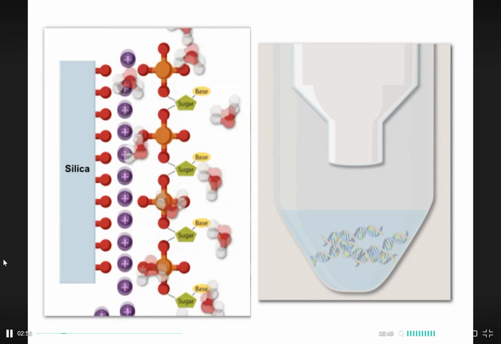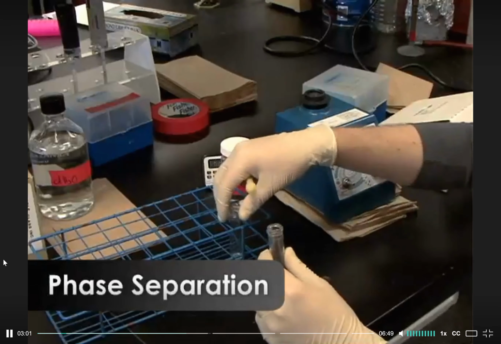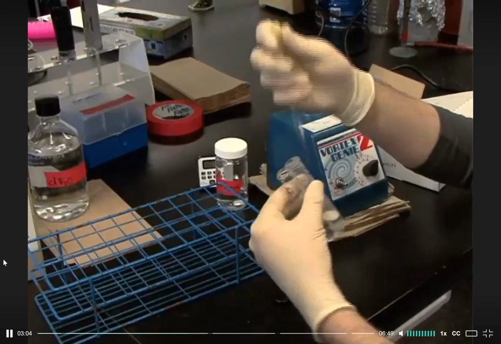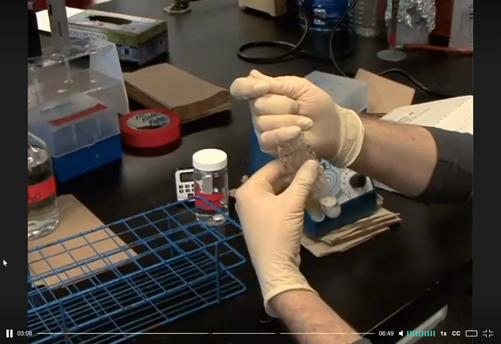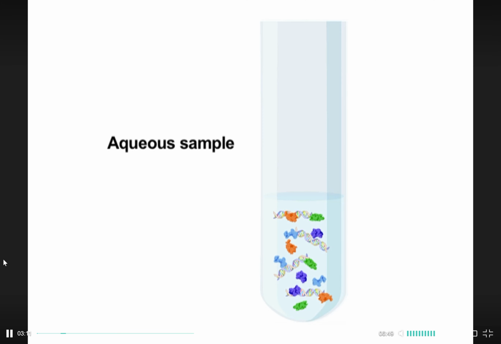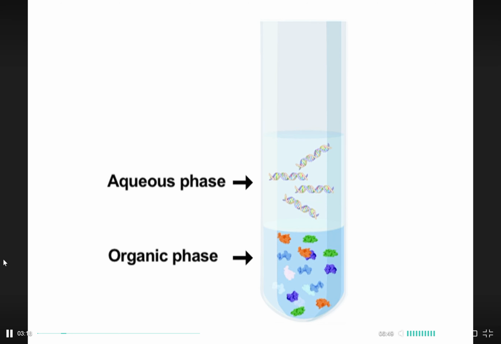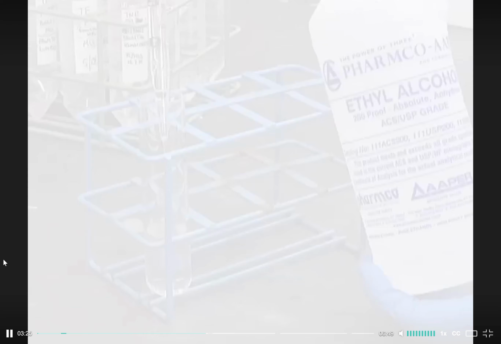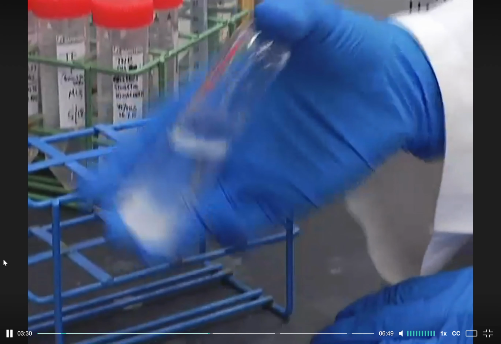Phase separation uses the principle that solutions with different properties can be used to purify or concentrate certain proteins or nucleic acids based on their solubility. The addition of chloroform differentiates a slurry of cell components into two different phases, the aqueous and organic. The organic phase contains proteins, while the aqueous phase contains nucleic acids. The DNA can then be precipitated from the aqueous phase with the addition of ethanol.